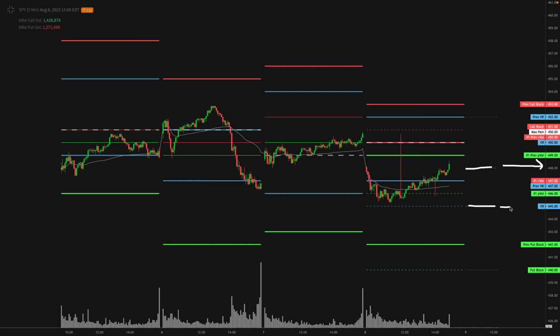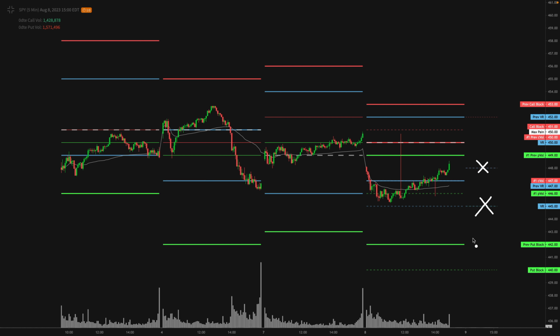So we have 448 to 445, but today's volume range is what we're seeing right here, these blue dash levels. So that's what the VR is representing. So the volume range for today, Friday, is 450 to 445. For tomorrow, those will be the levels that will be the solid blue ones that we'll see on our chart. But again, we're getting a little bit of a preview right now.